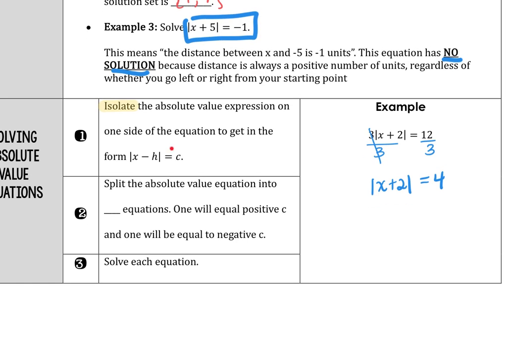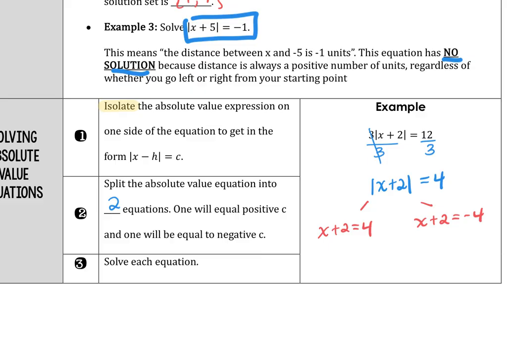So now we have it in this form. We have just the absolute value bars set equal to a number, and this number is positive, so that is good. So then what we will do next is split the absolute value equation into 2 equations, because remember there's going to be 2 values for this x. We're going to set one of these equations equal to this positive c, which is the positive 4, and then we'll set our second equation equal to the opposite, which is negative 4. So we will do x plus 2 equals 4, and x plus 2 equals negative 4.